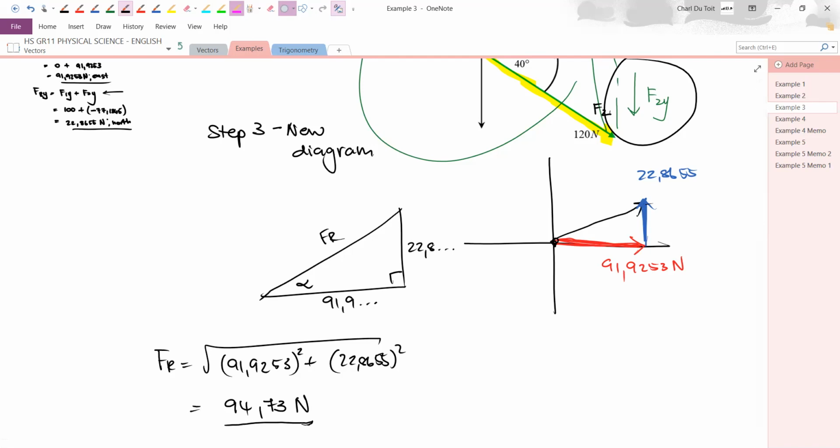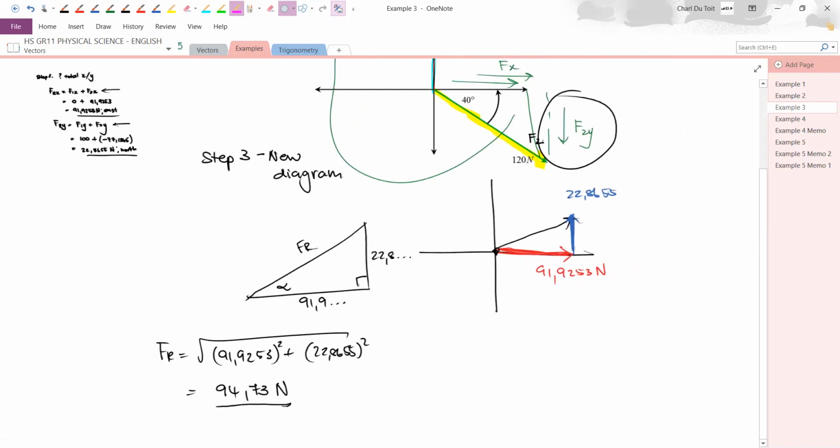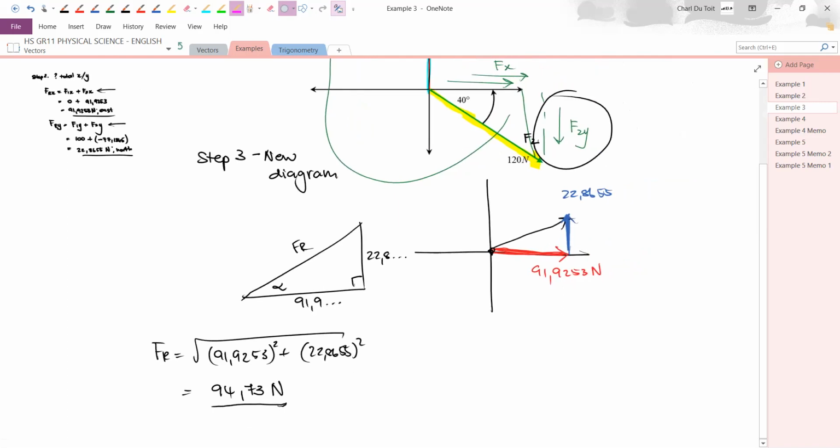94.73. Yes. Okay, now we have the answer, but we still need an angle. Now I'm going to make that angle alpha there. And then I'm going to use tan alpha, because tan is opposite over adjacent. Okay, let's do that. Just put in those 4 decimals.